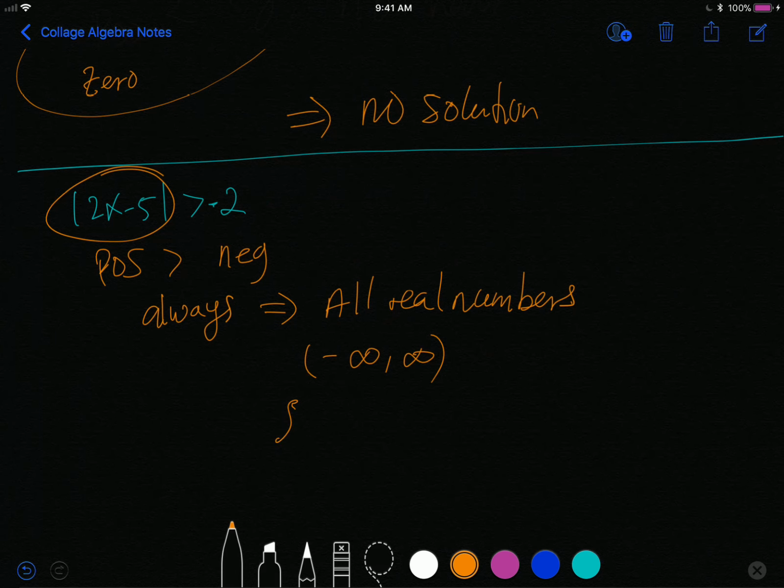Set builder: x such that x is an element of the real number system, as opposed to that fake number system. But anyways, I digress.